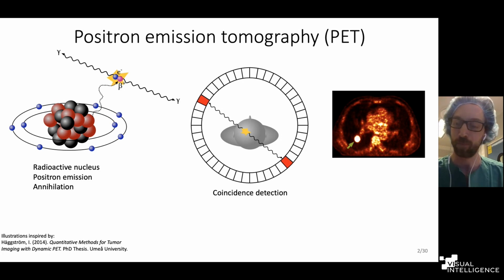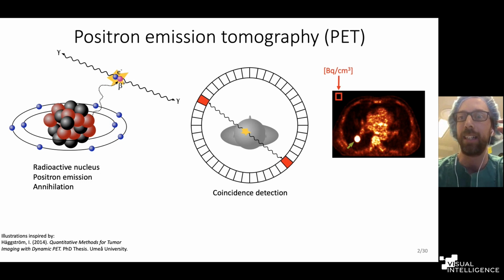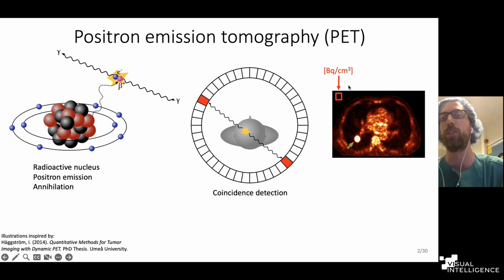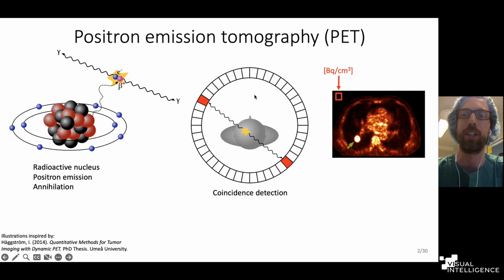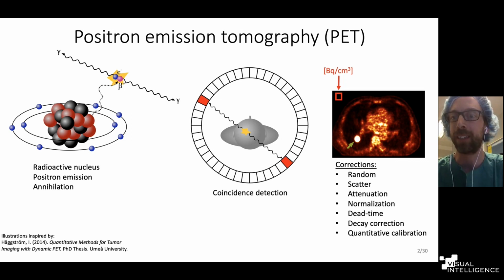One of the key advantages with PET compared to other imaging modalities like MR and CT is that the units of these image voxels are becquerel per volume. So this is directly related to the physical event that occurred in the body, while in MR and CT, the units are more arbitrary. But becquerel is the inverse second, so it's actually the number of disintegrations per second. And this is very important for what I will tell you later. To accomplish this, you have to apply a number of corrections. I will not go through them now.